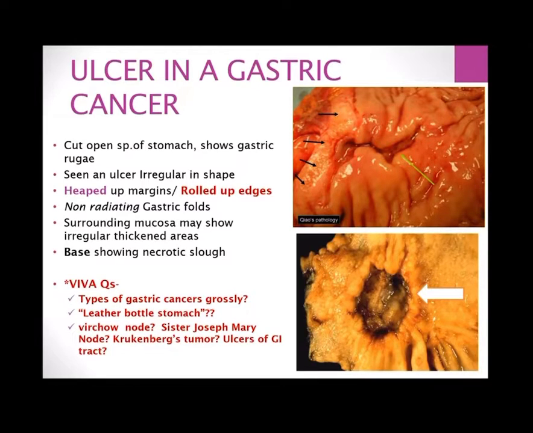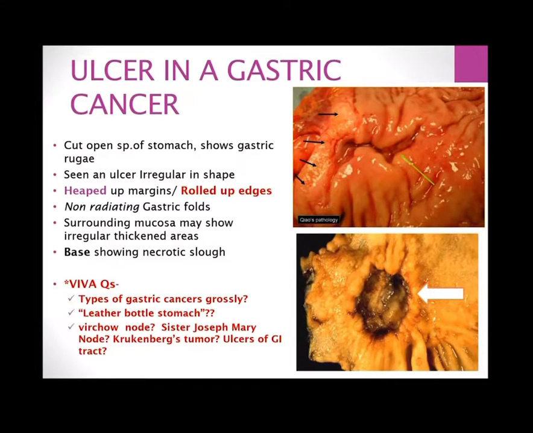Now next important viva question is, what is a Virchow's node? So when there is metastasis of gastric carcinoma in the left supraclavicular lymph node, it is known as the Virchow's node. Next important question is, what is Sister Joseph Mary node? So when the gastric carcinoma metastasizes to periumbilical lymph nodes, then that lymph node is known as Sister Joseph Mary lymph node. Next, Krukenberg's tumor. So when the gastric carcinoma metastasizes to the ovary, and commonly it affects the ovary bilaterally, in that case it is known as Krukenberg's tumor.